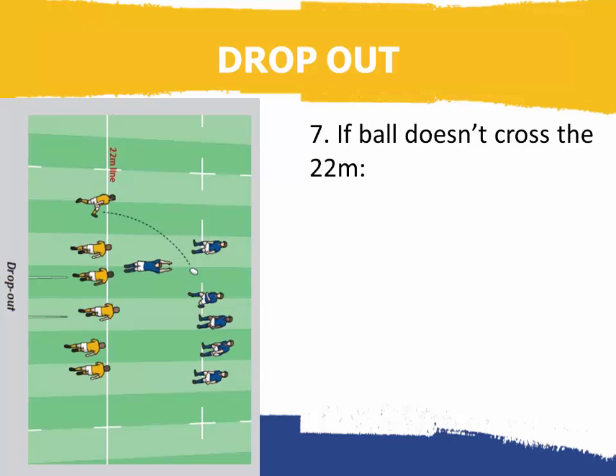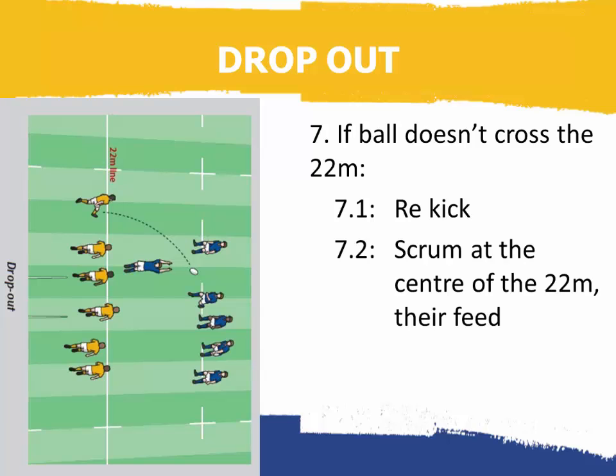If the ball does not cross the 22-metre line, the attackers get two options. They can elect for a re-kick, or the ball be dropped out again, or they can choose a scrum at the centre of the 22-metre line with their feet.